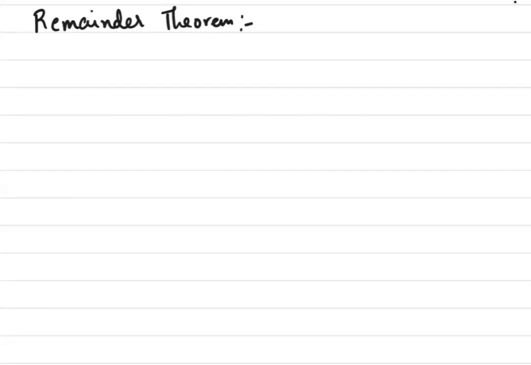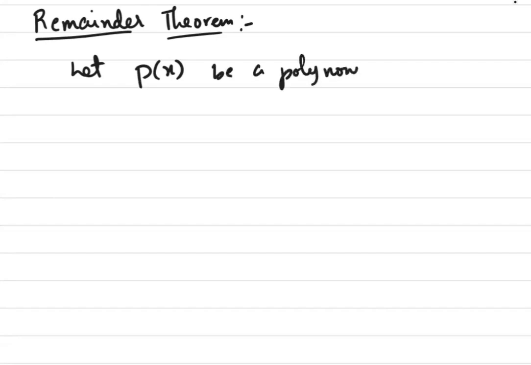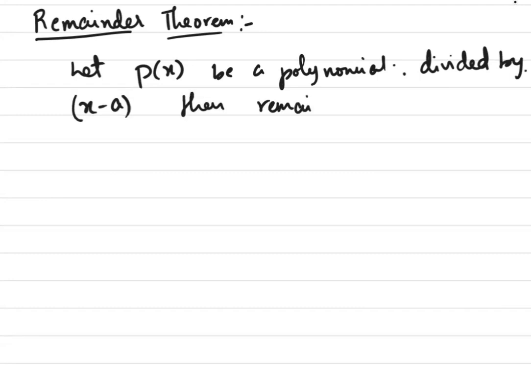So let us quickly discuss this. The remainder theorem says, let P of X be a polynomial, such that it is divided by X minus A. Then the remainder obtained will be P of A. What is the remainder theorem? It says if P of X is a polynomial and divided by X minus A, then the remainder would be P of A. So let us see what we mean by this. Let's understand this by a question.